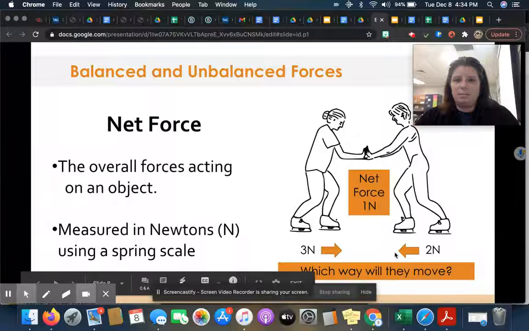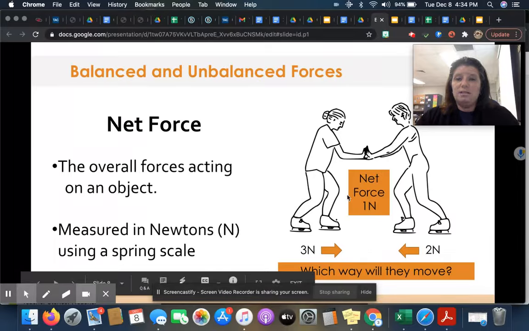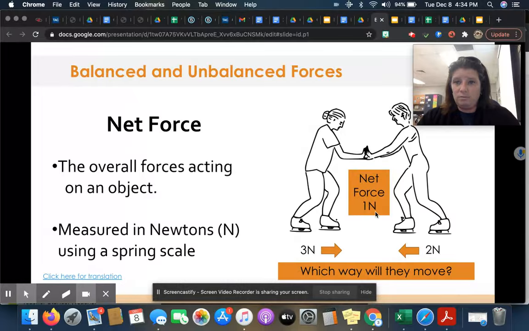So if I look at my little picture here, this person on the left is pushing at a force of 3 newtons, and the person on the right is pushing at a force of 2 newtons. Well, they're going in opposite directions. I'm going to subtract. So the person on the left has a greater force of 1 newton, because their net force is 1.